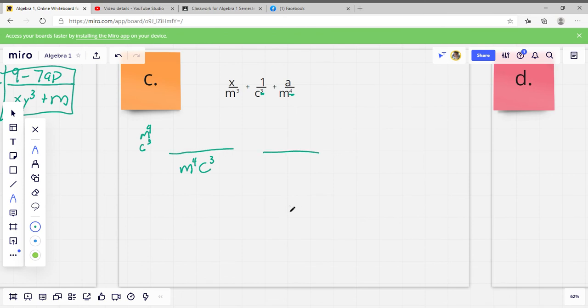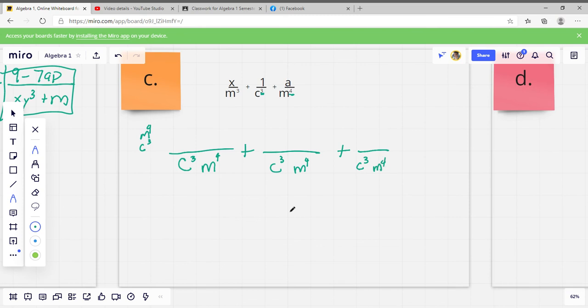You could swap those and make it say c to the third, m to the fourth. It doesn't matter what order you put them in. I'm going to go this way because that's alphabetical order, so it makes things a little more neat. And a plus sign there and a plus sign there. C to the third, m to the fourth.